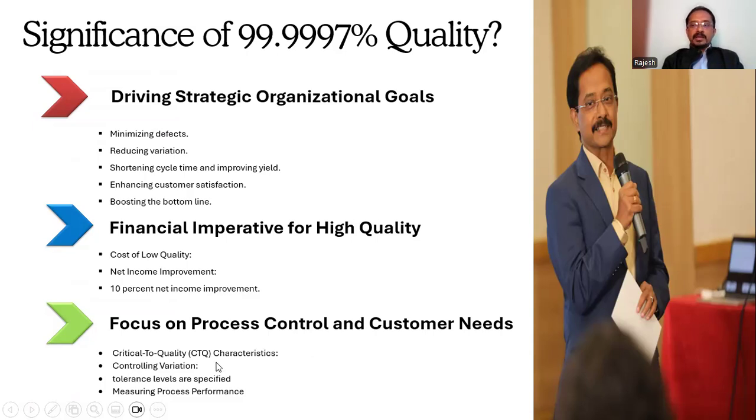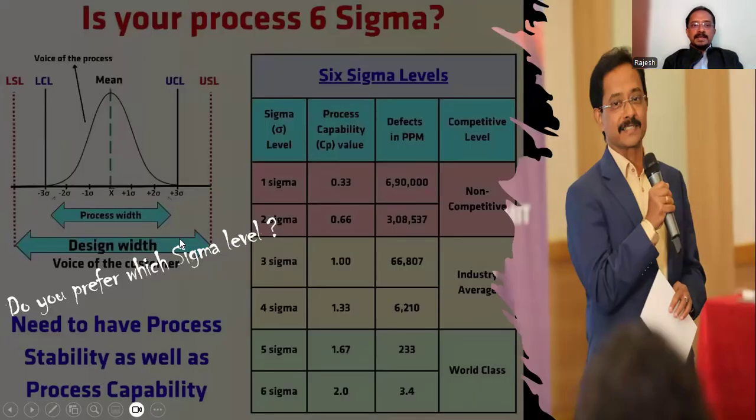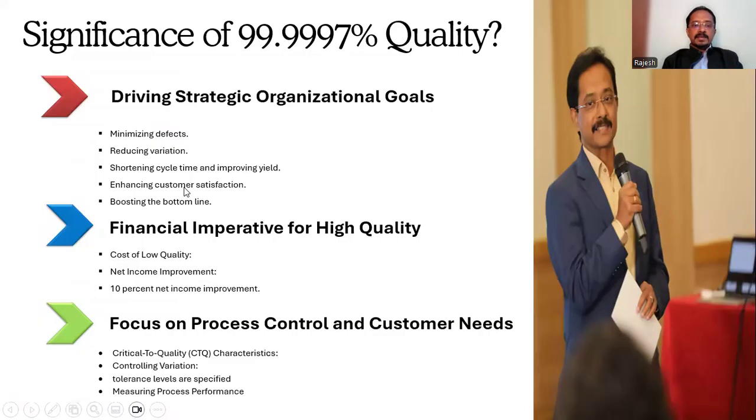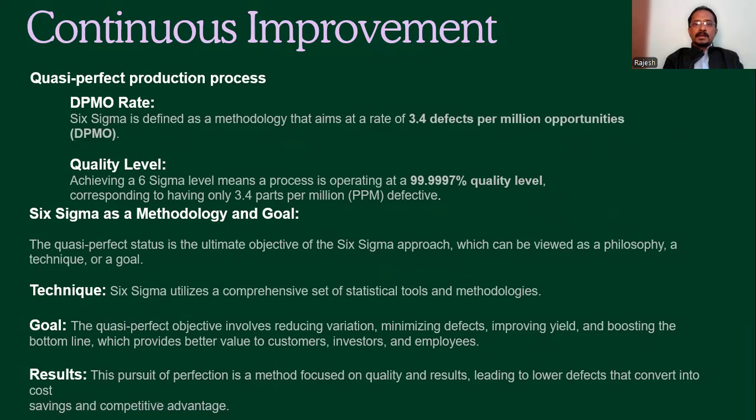Critical to quality, everything we are talking about is a CTQ, and controlled variation, and then tolerance level, right? As we discussed here, our tolerance level is LCL and UCL. They are going to fix that tolerance level here and measure the process performance, right? That's what we are doing. And continuous improvement talked about DPMO, which we have been discussing from the start, 3.4.